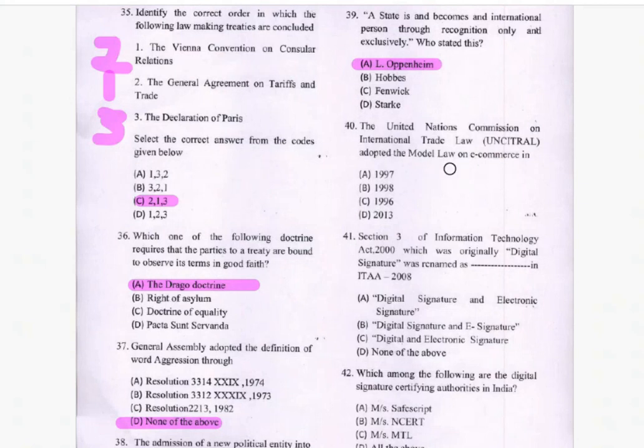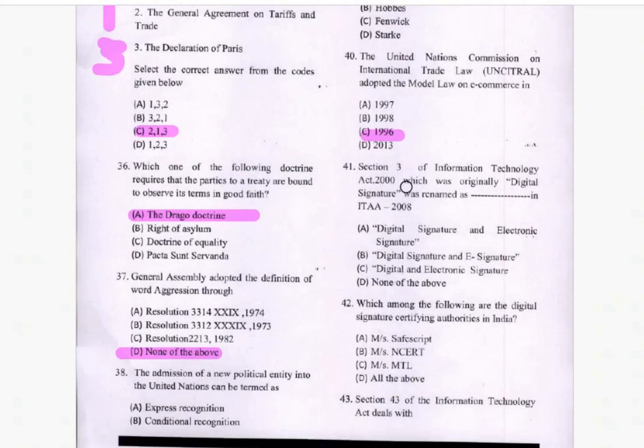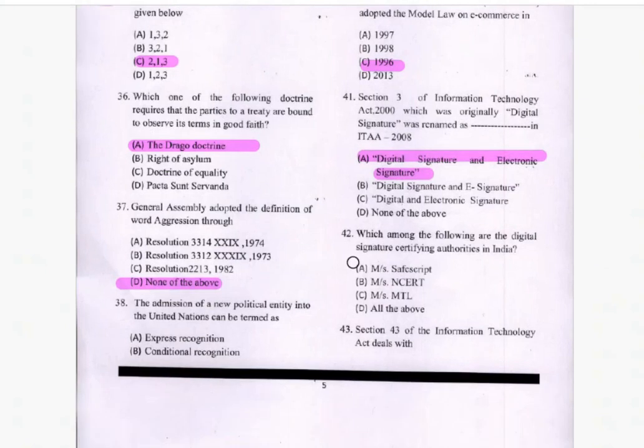The United Nations Commission on International Trade Law, that is UNCITRAL, adopted the model law on e-commerce in the year 1996. Section 3 of the IT Act, which was originally digital signature, was renamed as Dash in the IT Amendment Act 2008. The answer is digital signature and electronic signature. Electronic signature add हो गया था.